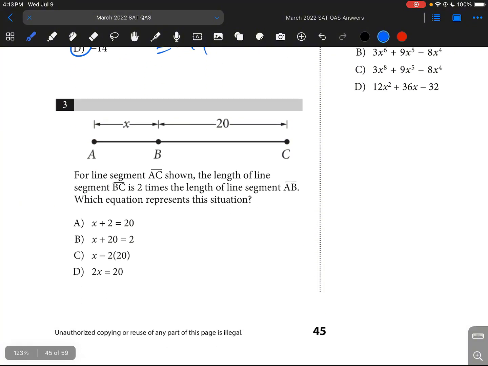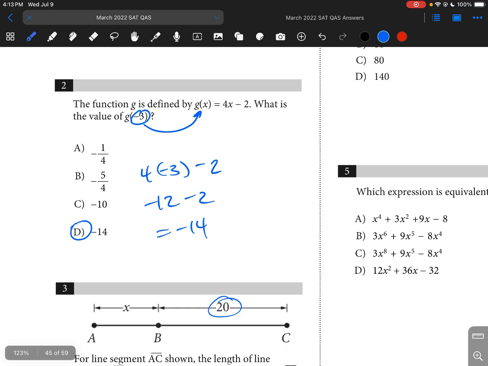For line segment AC, the length of segment BC is 2 times the length of AB. What represents this? Okay, well, it tells you here that BC is 2 times AB, so 2 AB segments, 2 x's, should give you BC, which is 20. So 2x equals 20.